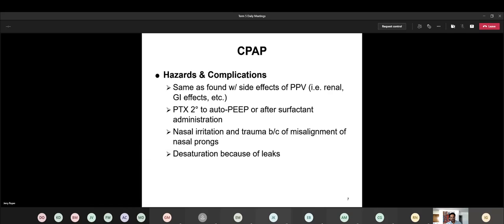And then with these prongs in the nares, they should fit pretty tightly, but not too tightly. If they're not the right size prongs for the right size baby, there's going to be a lot of leaking. And if you leak a lot, you can't maintain your CPAP pressure, so you're always going to be at a lower CPAP than you're supposed to be.